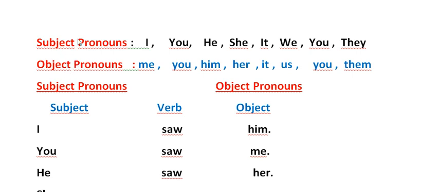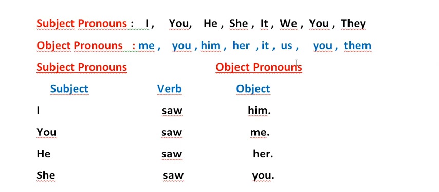And what's a pronoun? A pronoun is a word that replaces a noun in a sentence. So if you want to avoid the repetition of a noun, we use pronouns. And if the pronoun is the subject of a sentence, we use subject pronouns. So subject pronouns take the place of a noun as the subject of a sentence. And object pronouns, we use as the object of a sentence. So that's the main difference.